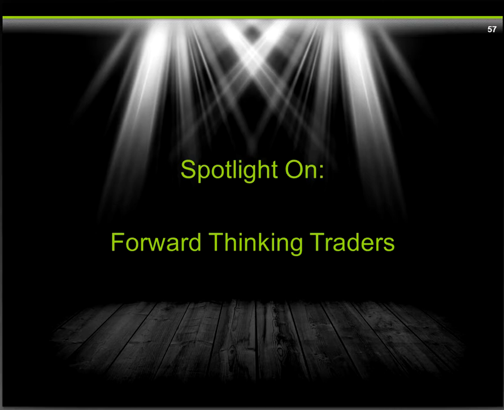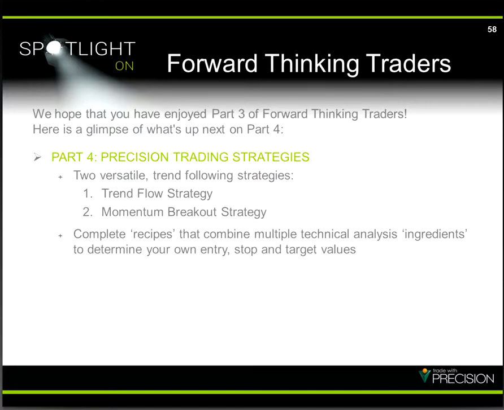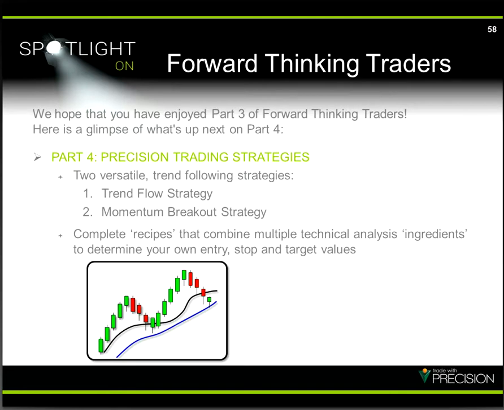And the spotlight here is on next week, with our final session being part 4 of this Forward Thinking Traders series. So let's go ahead and take a look at what's coming up. In part 4, we'll bring in the trade strategies. You'll learn the trend flow strategy, which is how to identify a strong trending chart with predictable price action, then utilize the strategy to buy or sell pullbacks within that trend. This is a very active type strategy, and it's going to produce many trade setups within every strong trending market.